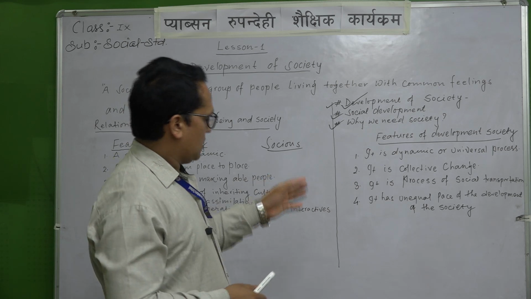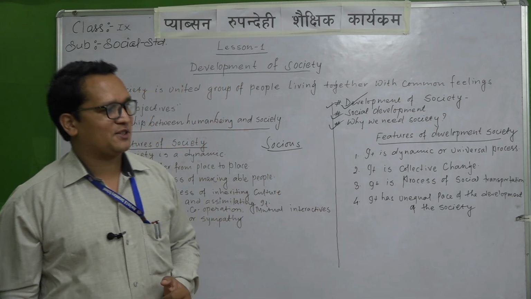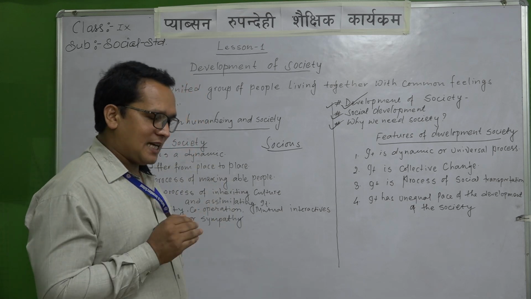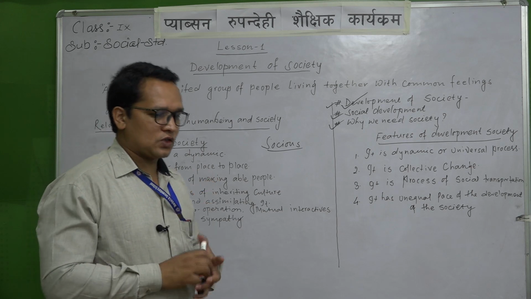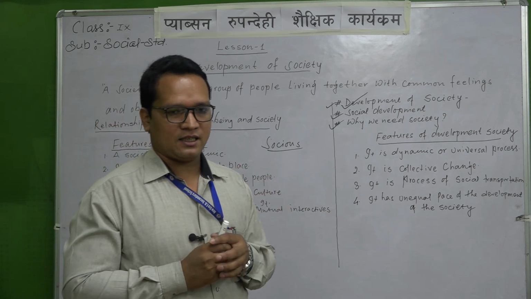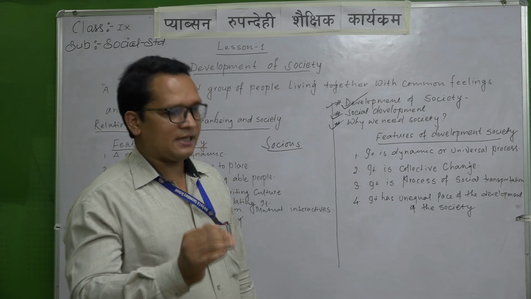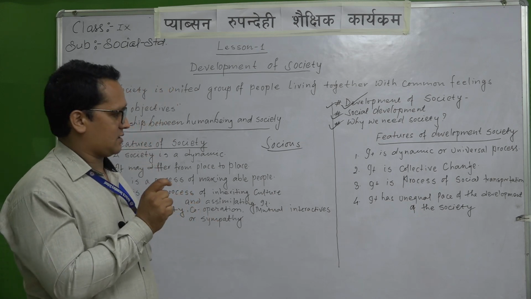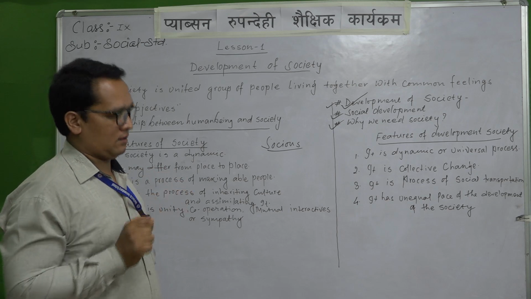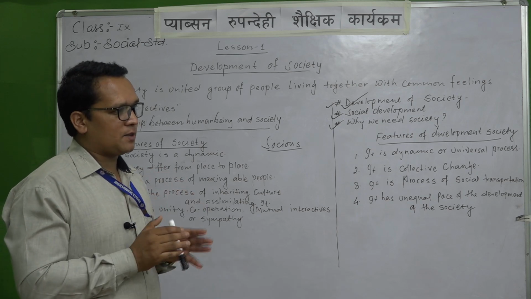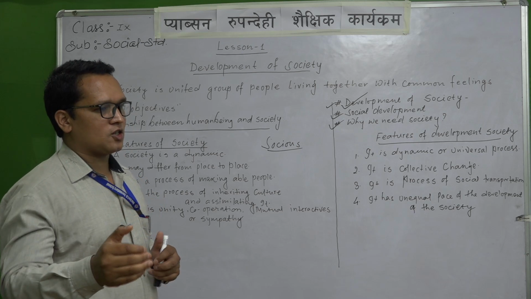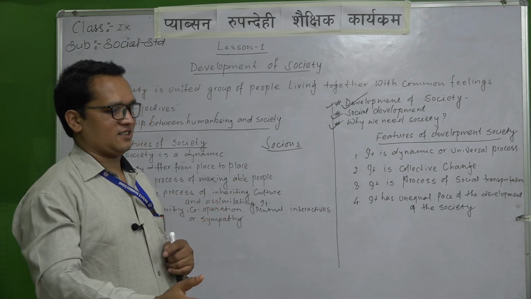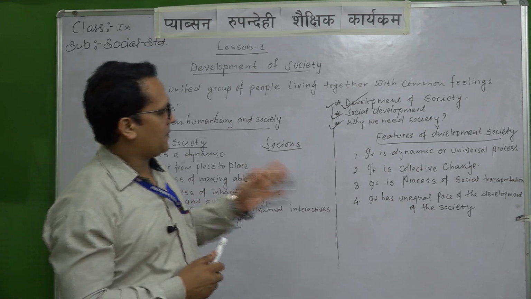Now it has unequal pace of the development of the society. Unequal pace. Society is dynamic, society is developed continuously, and the development is continuous. We agree with this, but the pace may be unequal. Sometimes the development process can be fast, sometimes it may be a little bit slow, but it continues. It is called the unequal pace.